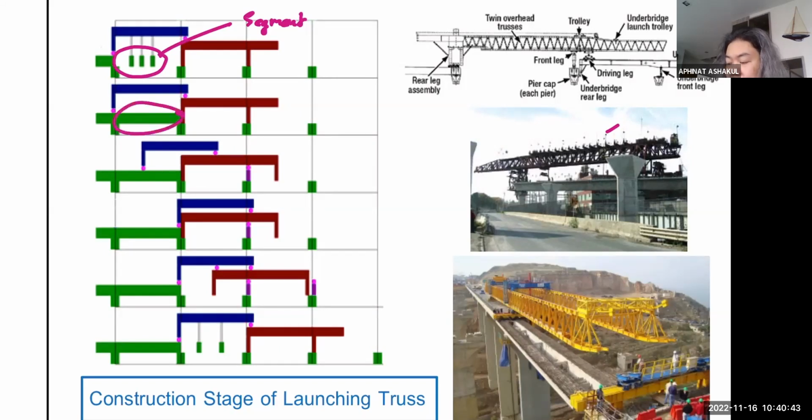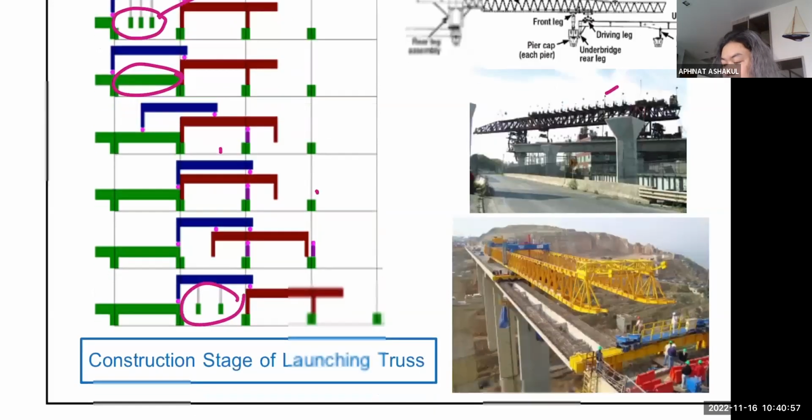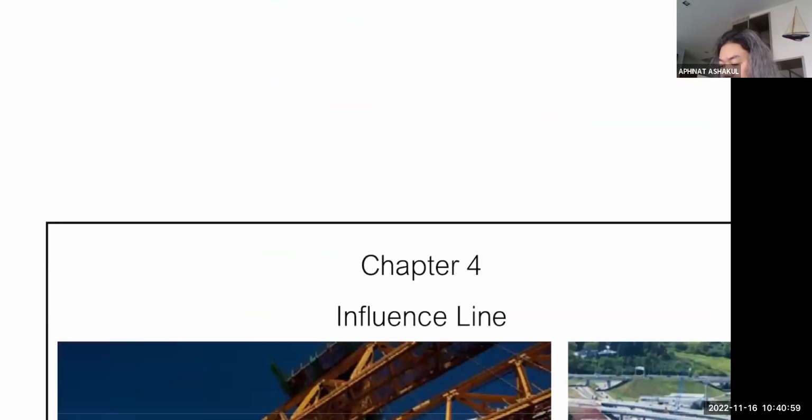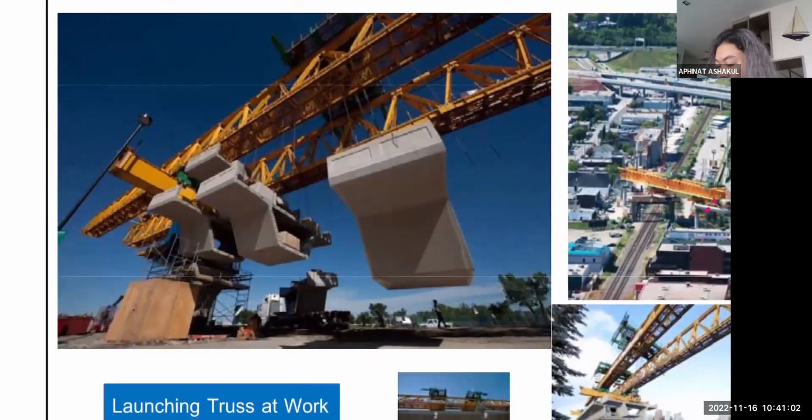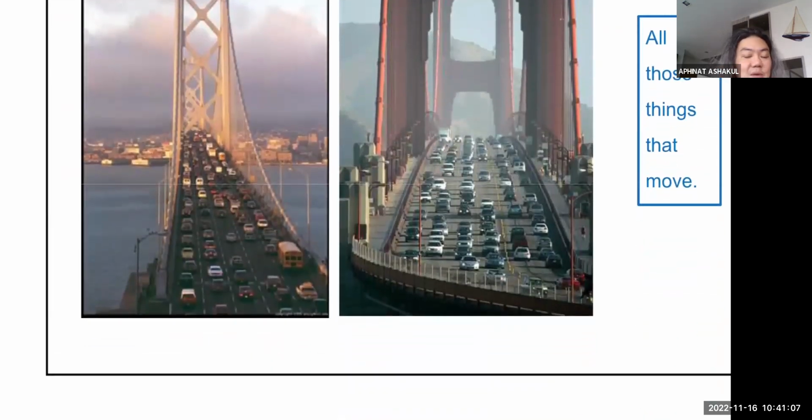Once this segment is complete, the red one stays there, the blue one moves here, and then the red one moves further, and we continue another process there. So everything moves. We call that a moving load. That's the launching truss. Of course, the classic one is cars, right? Cars move. So cars are essentially the moving load acting on the structure that supports the bridge or the road and so on.